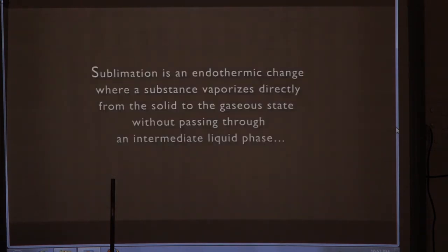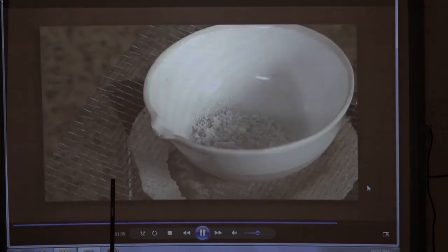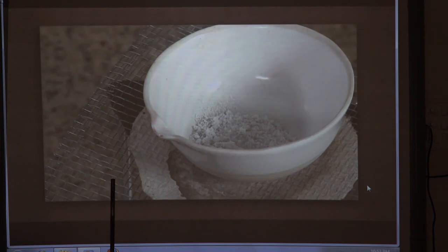Sublimation is an endothermic change where a substance vaporizes directly from the solid to the gaseous state without passing through an intermediate liquid phase. In this case, not only did we see sublimation, but we also saw how sublimation helps to separate mixtures. Try and find out substances that sublimate.